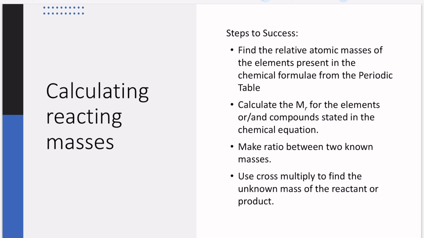The steps to success are to find the relative atomic masses of elements present in the chemical formula from your periodic table. Next, you must be able to calculate the MR for the elements and compounds stated in the chemical equation. Next, you need to be able to make a ratio between two known masses. Later, you need to be able to cross multiply to find out the unknown mass of the reactant or product.